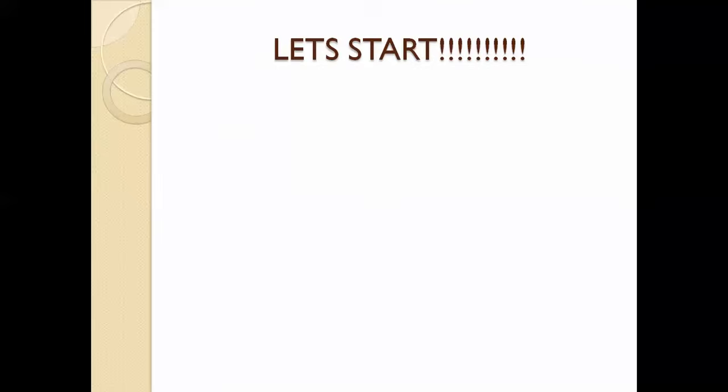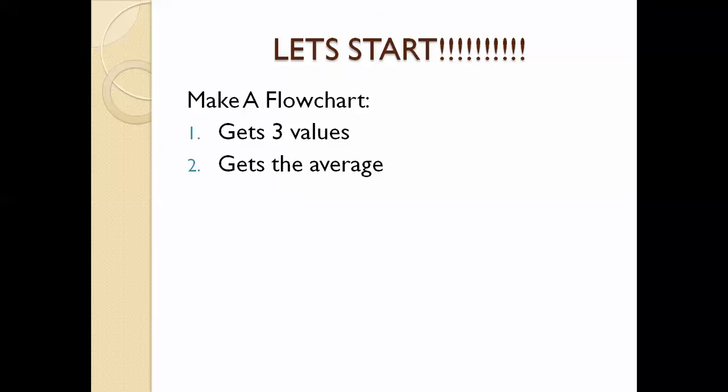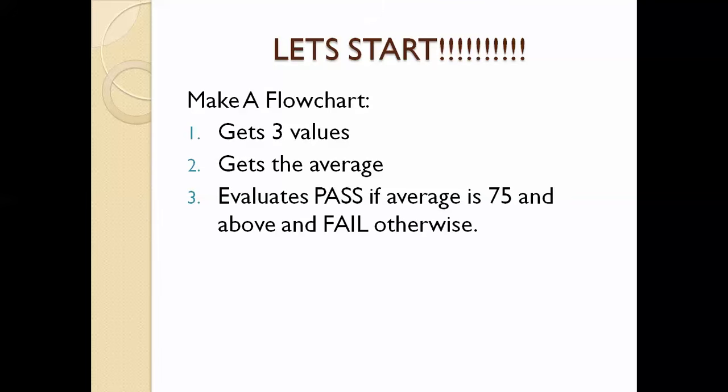So let's start with making a flowchart. Our conditions or our process would be: it should get 3 values. It gets the average of those 3 values. It evaluates if it's passed, with the average higher than or equal to 75, or otherwise lower than 75, meaning fail. And it prints the average and your rating, if you're pass or you're fail.